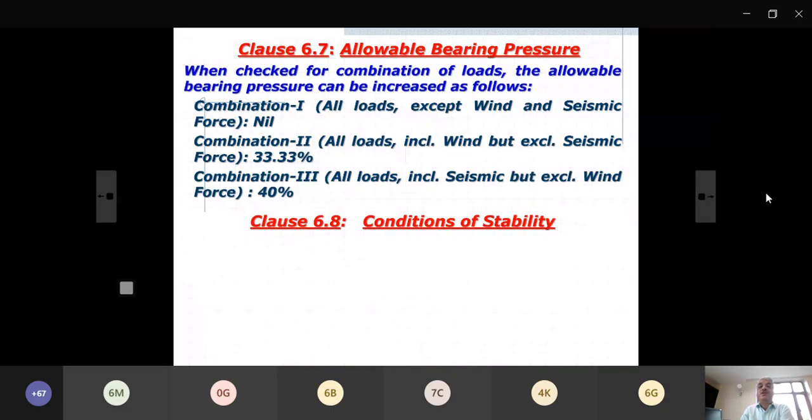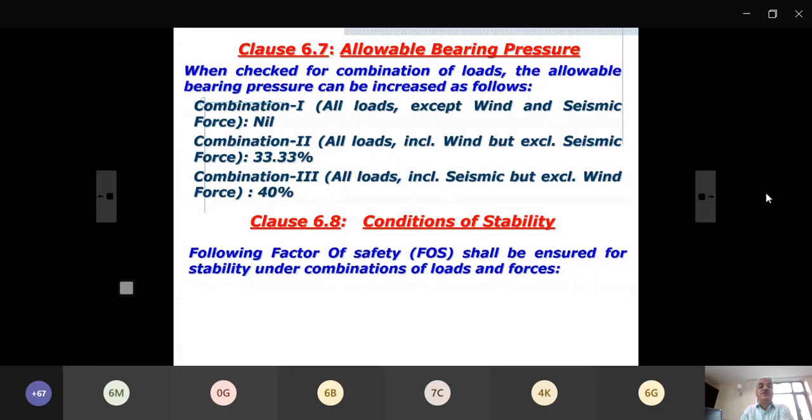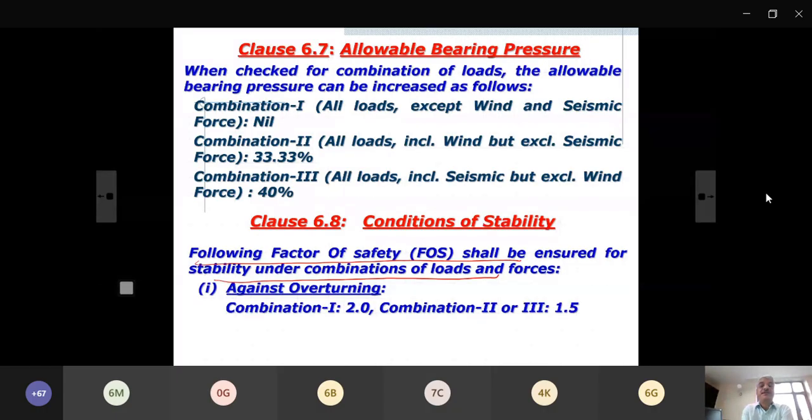And for the condition of stability, if you want to check the factor of safety against stability, it says the following factor of safety shall be ensured for stability under combination of loads and forces against overturning. Let us say you are checking the stability of the structure against overturning. Then for combination 1, 2.0, and for combinations 2 and 3, 1.5. This factor of safety you must consider.